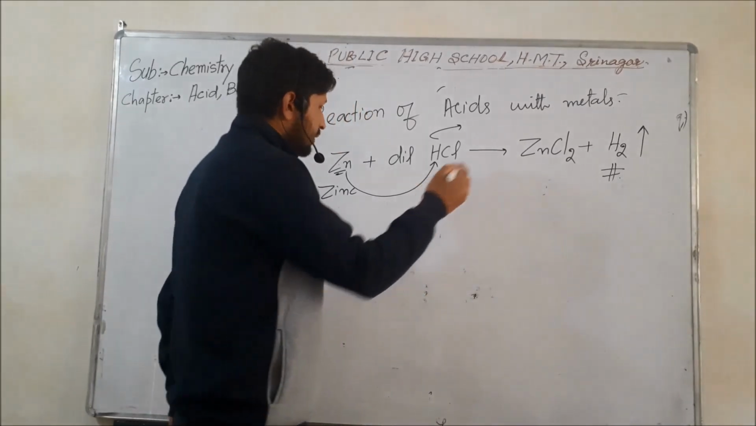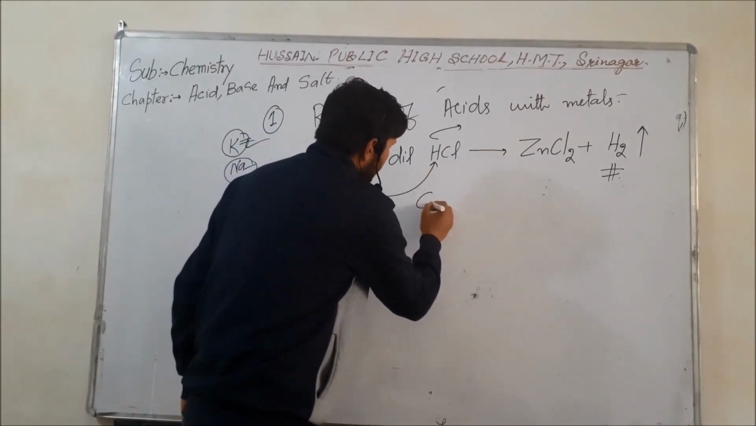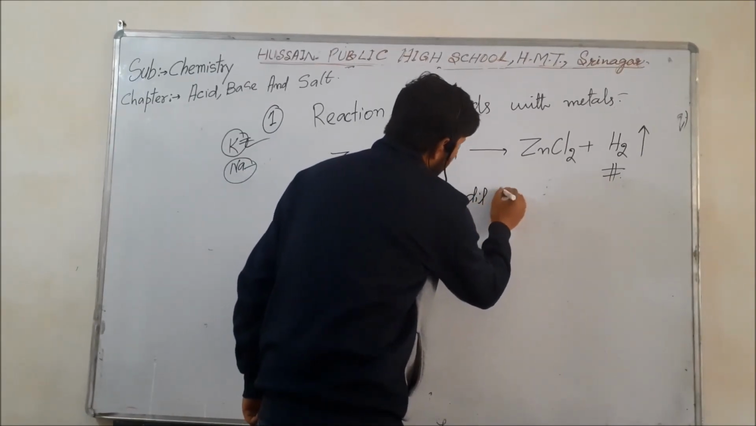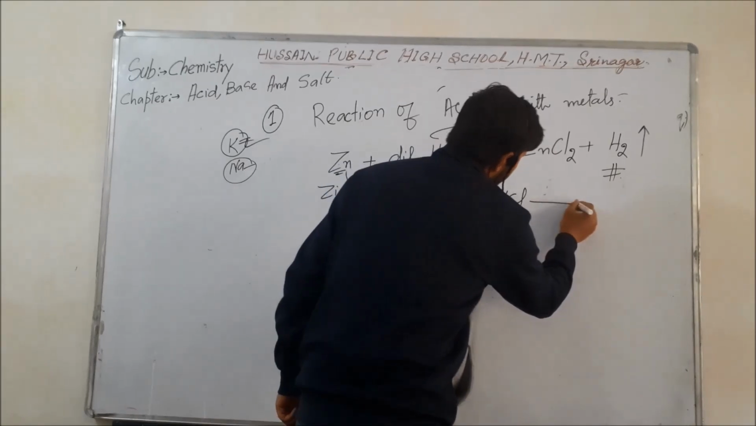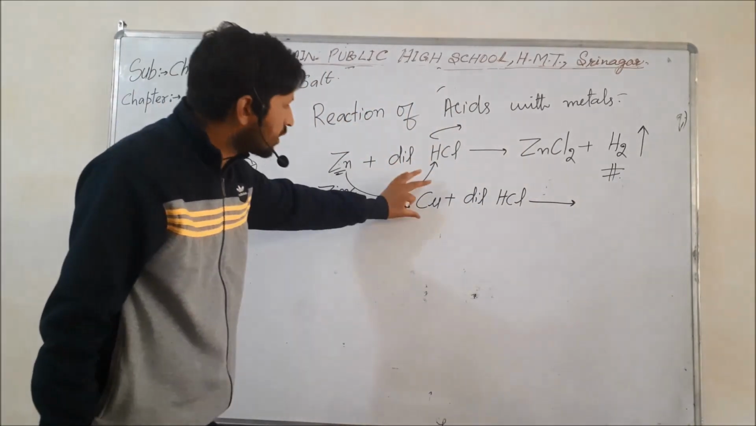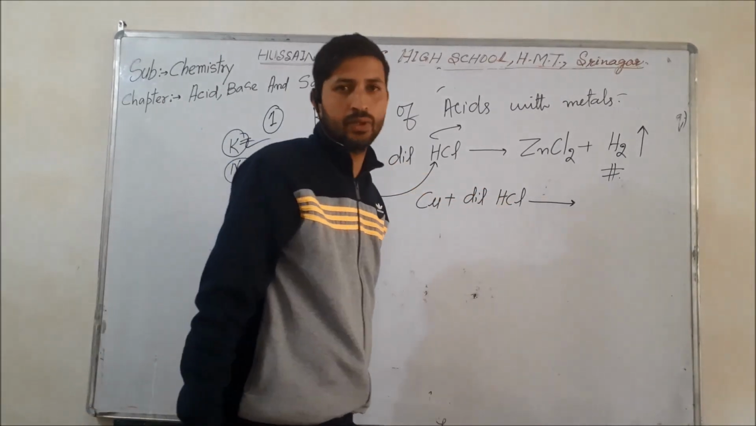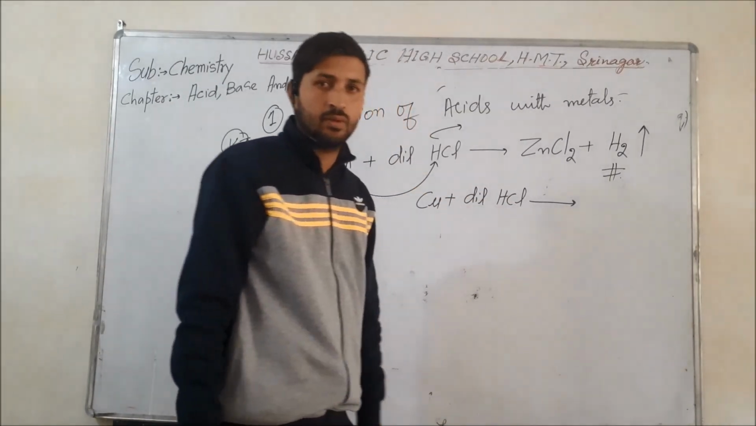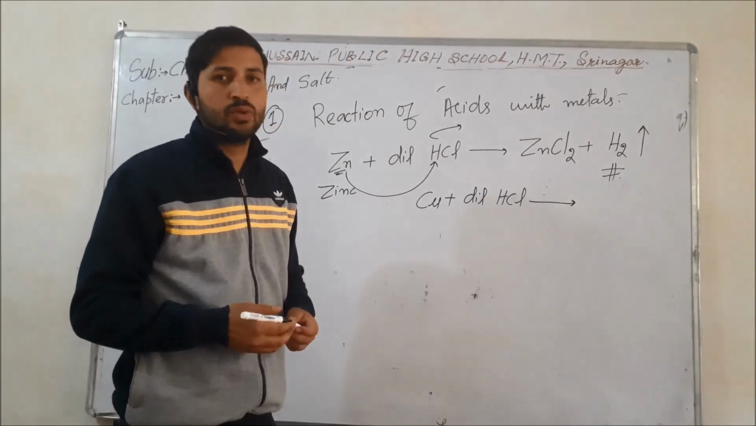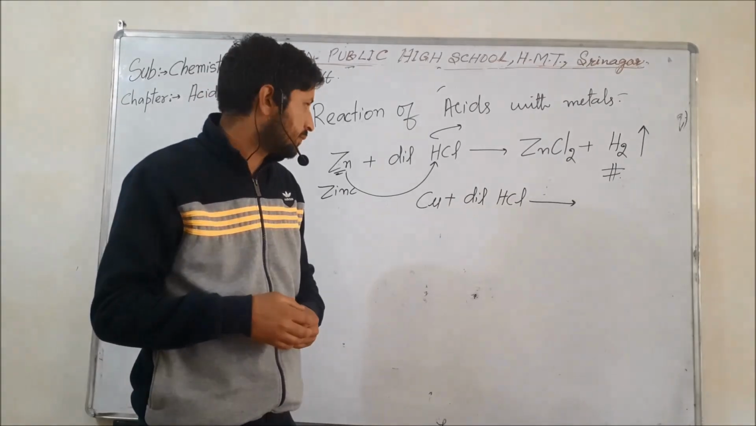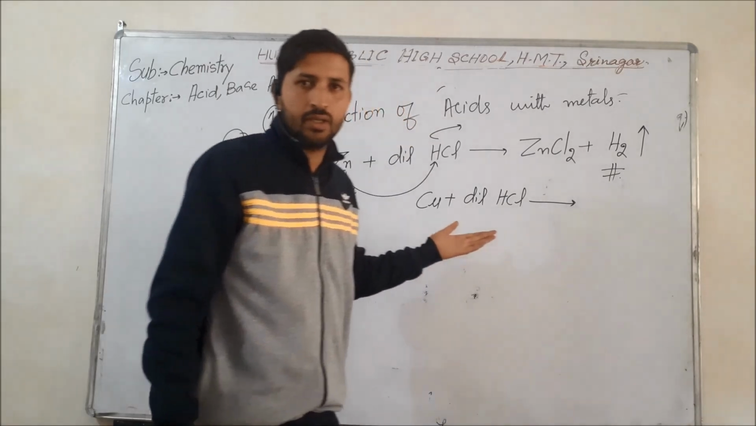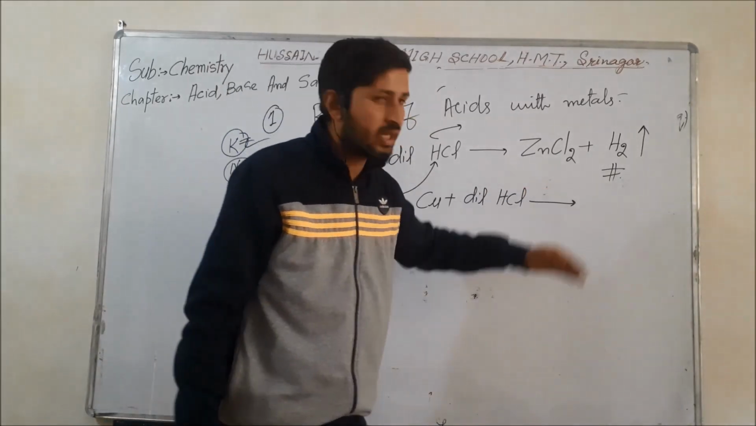Now see another reaction. We'll take copper plus dilute hydrochloric acid. We are taking the example of copper. We are dipping the copper metal in dilute hydrochloric acid. What happens? Just pause the video and try to answer this question. I hope you people have gone through this and have come to the conclusion.